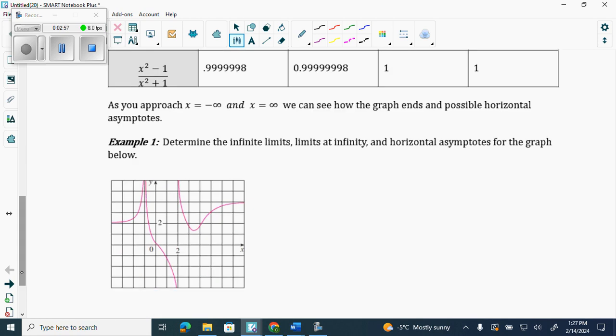We're going to go down here. Example 1. Determine the infinite limits at infinity and horizontal asymptotes for this. So I'm going to say that this is the graph of f of x. I want the limit as x approaches negative infinity of f of x. So as I'm approaching really large negative values, what's it getting closer to for my y? Negative infinity is this way, correct? Getting closer and closer to what, Elliot? 2. Getting closer and closer to 2, right?